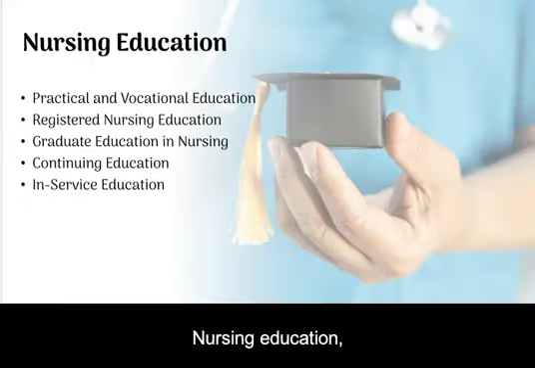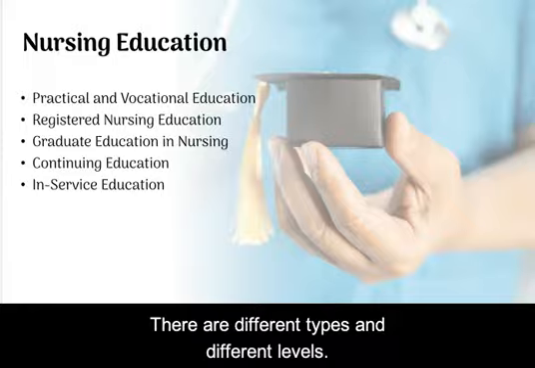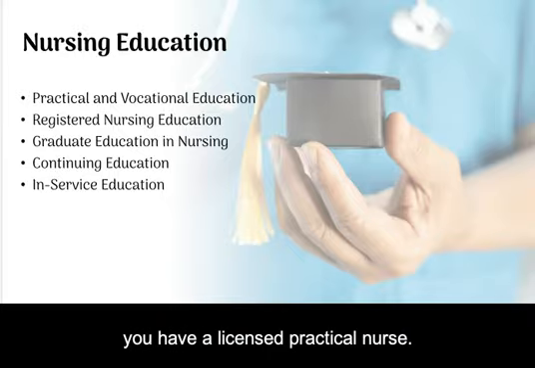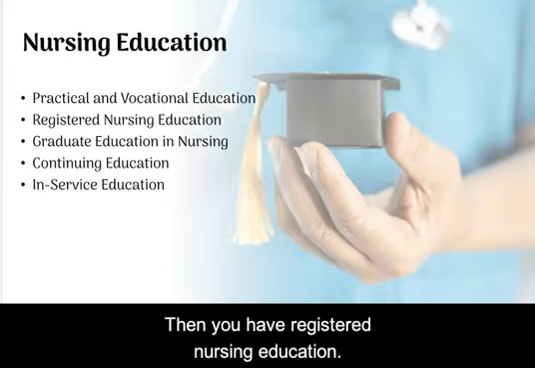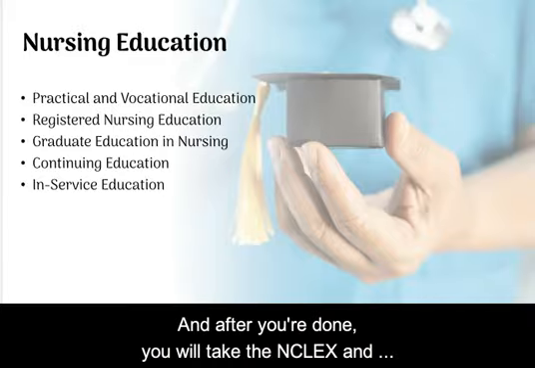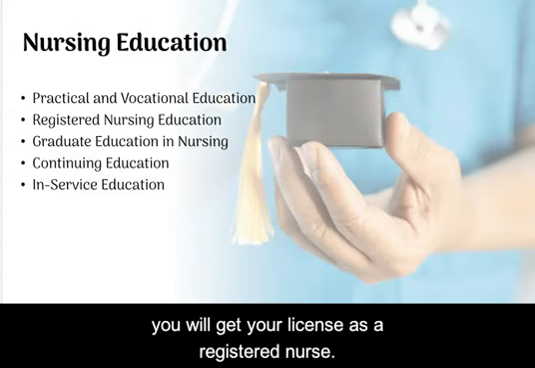Nursing education. There are different types and different levels. You have practical and vocational. For example, you have a CNA, you have a licensed practical nurse. Then you have registered nursing education. That's the education that you are receiving right now. And after you're done, you will take the NCLEX and you will get your license as a registered nurse.